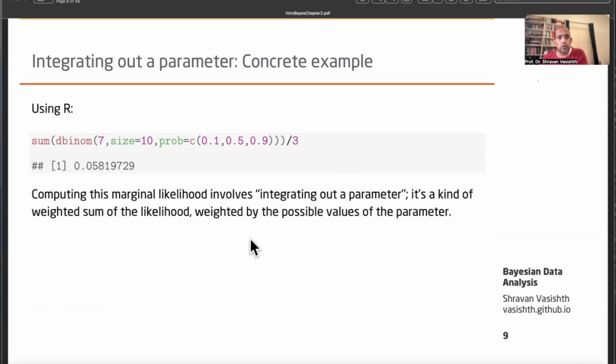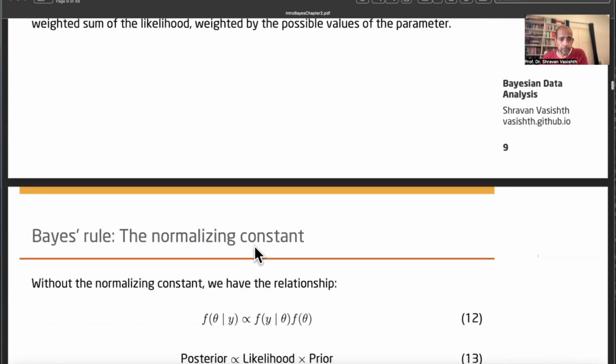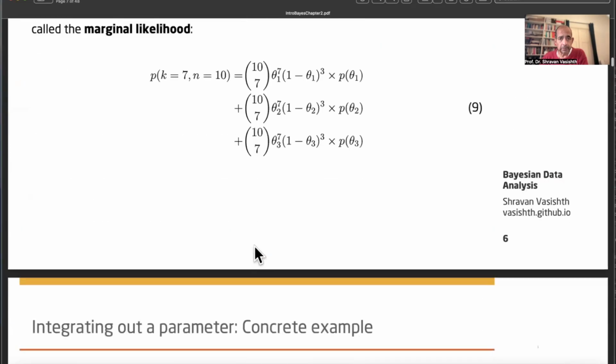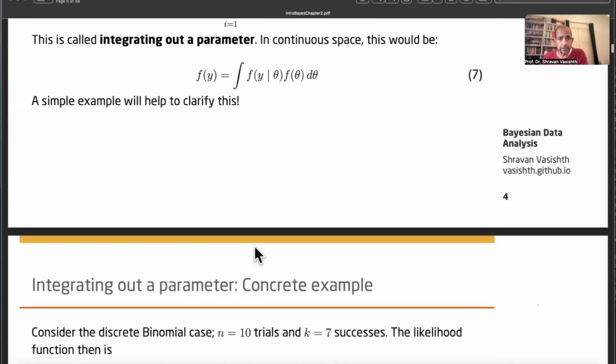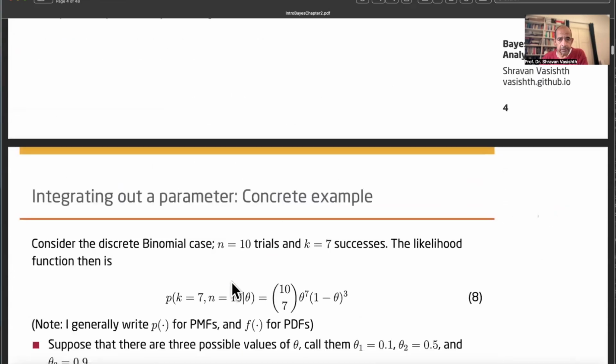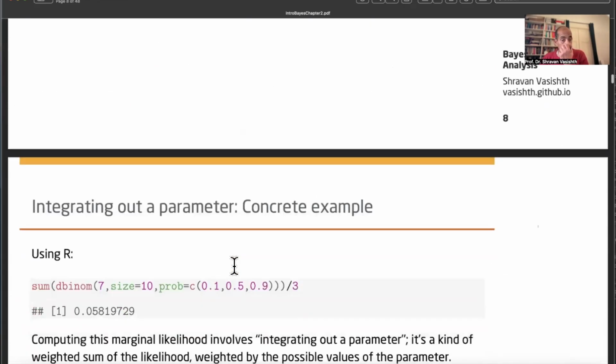So now we know what computing the marginal likelihood involves. It involves integrating out a parameter. And so this is basically what we are doing when, if I go back to this equation, right? We're just integrating out the parameter here, right? The only difference will be that in continuous space, we're going to be doing this with integral calculus. It's just a summation, but in continuous space.